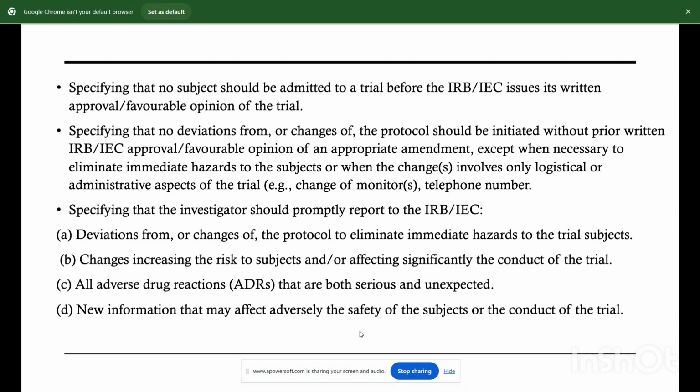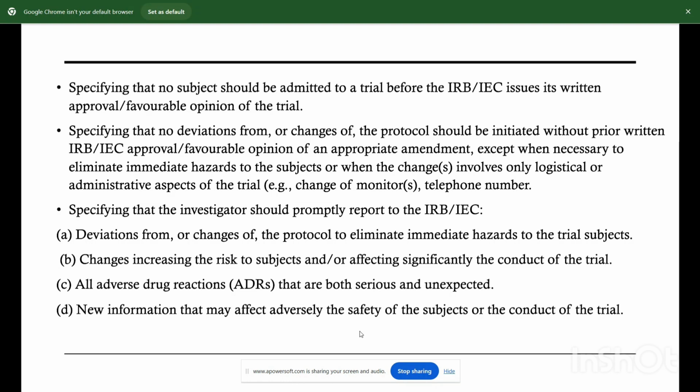Then during the study, if any significant risk happens to the trial subject or which may affect the trial, such information should be informed to the EC. That safety information should be informed to the EC. And if any adverse drug reaction happens which is serious and unexpected, such information has to be notified to the EC.